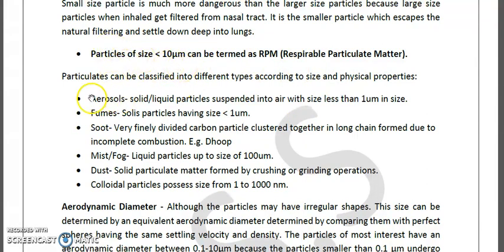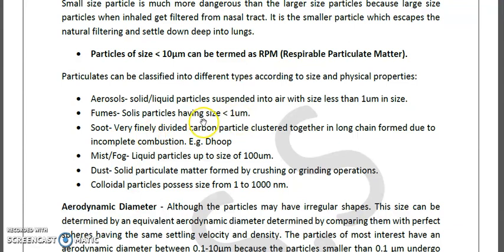First is aerosol. Aerosols are colloidal solutions in which the dispersion medium is air and the dispersed phase is either a solid or a liquid. Simply, we can define aerosols as solid or liquid particles less than 1 micrometer in size suspended in air, having a negligible fall speed or terminal velocity. Then we talk about fumes. These are solid particles having a size less than 1 micrometer.